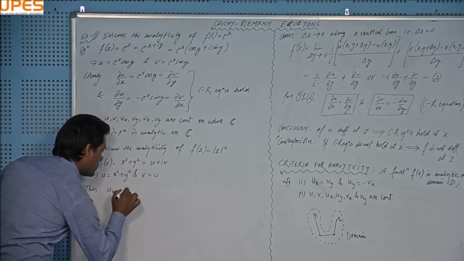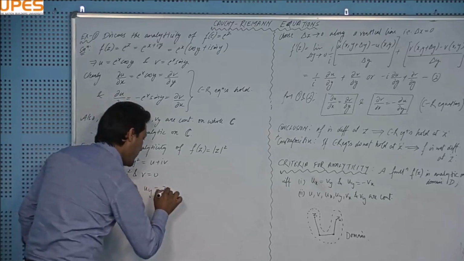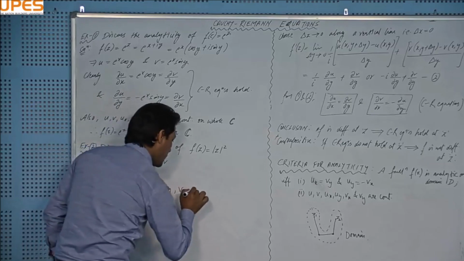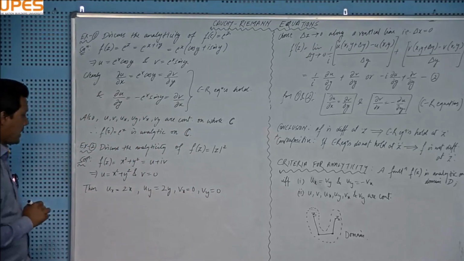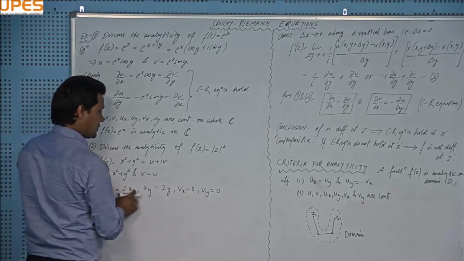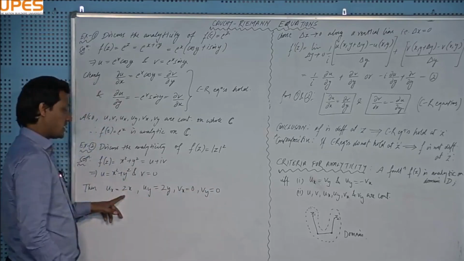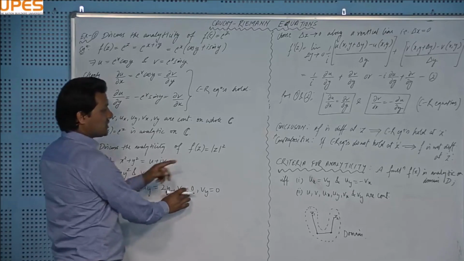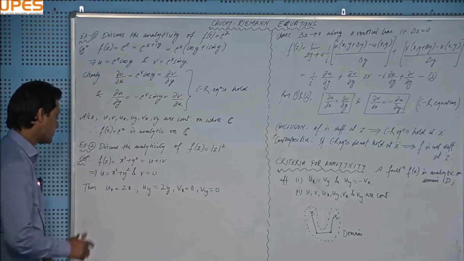You can see that ∂u/∂x will be 2x, ∂u/∂y will be 2y, ∂v/∂x will be 0, and ∂v/∂y will be 0, right? And you can see that ∂u/∂x is not equal to ∂v/∂y. This is 2x and this is 0, right? And again ∂u/∂y is not equal to minus ∂v/∂x, right? You need that ux is equal to vy, but it is not the case.